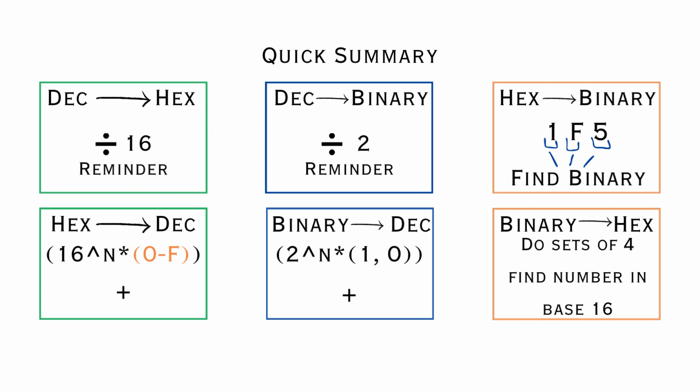Hexadecimal to binary. Hexadecimal to binary, we get each number independently, and we find it in binary and we just aggregate, as we said. And binary to hexadecimal, we need to do sets of 4 and find the number in base 16. For example, 1011, that's a group of 4, and we need to calculate it in decimal first. That will give you 11, and you need to write 11 in base 16. That will be B.